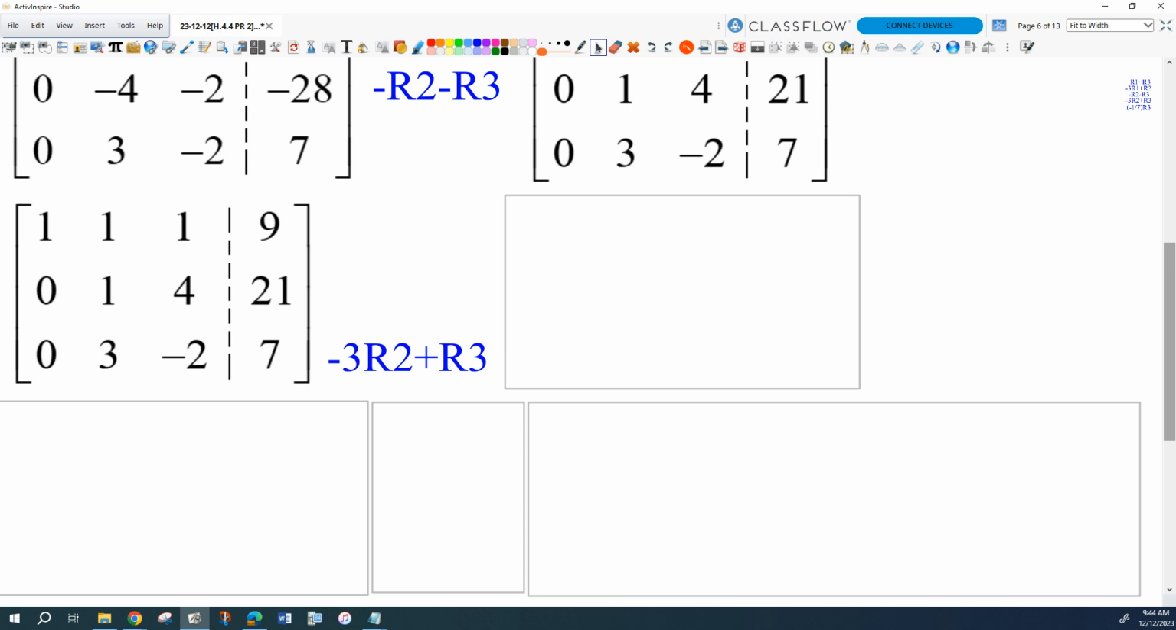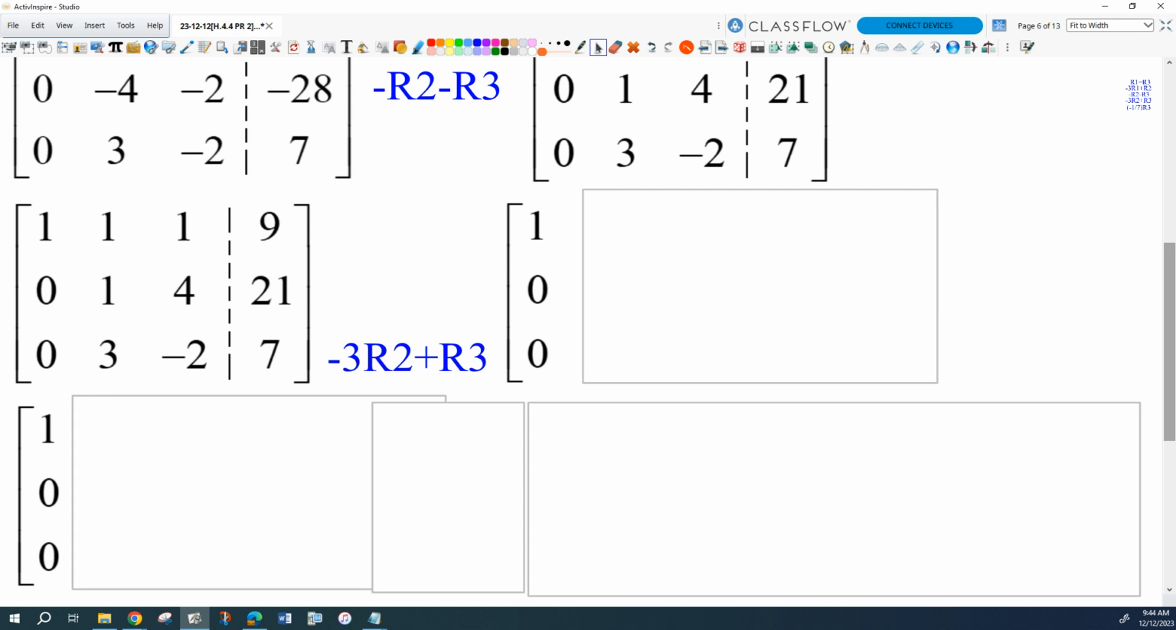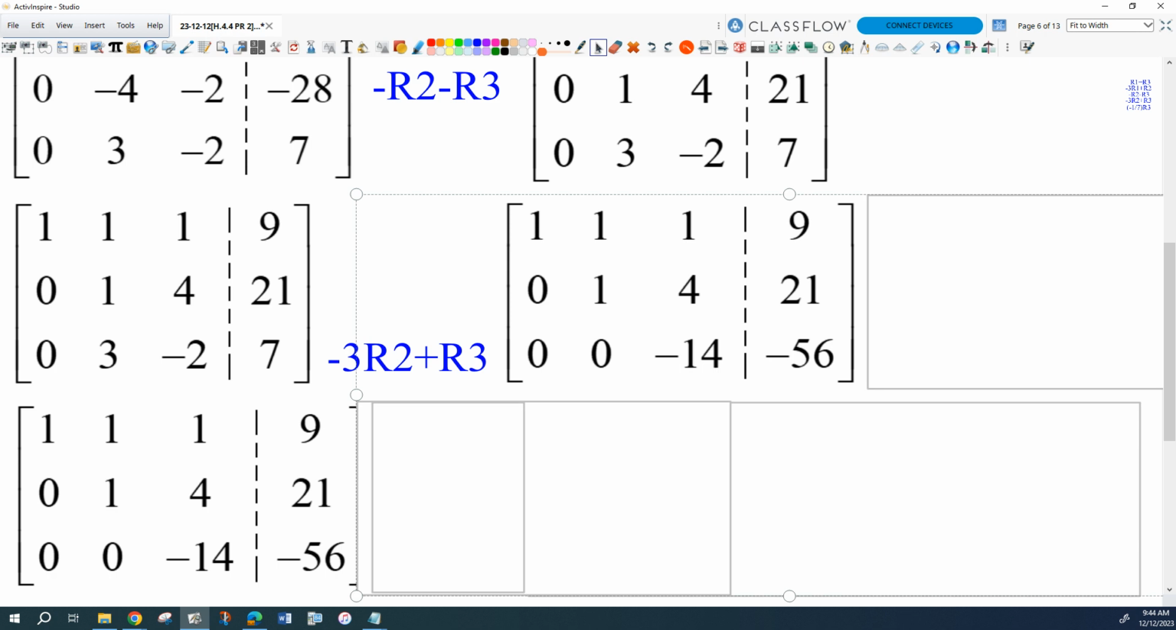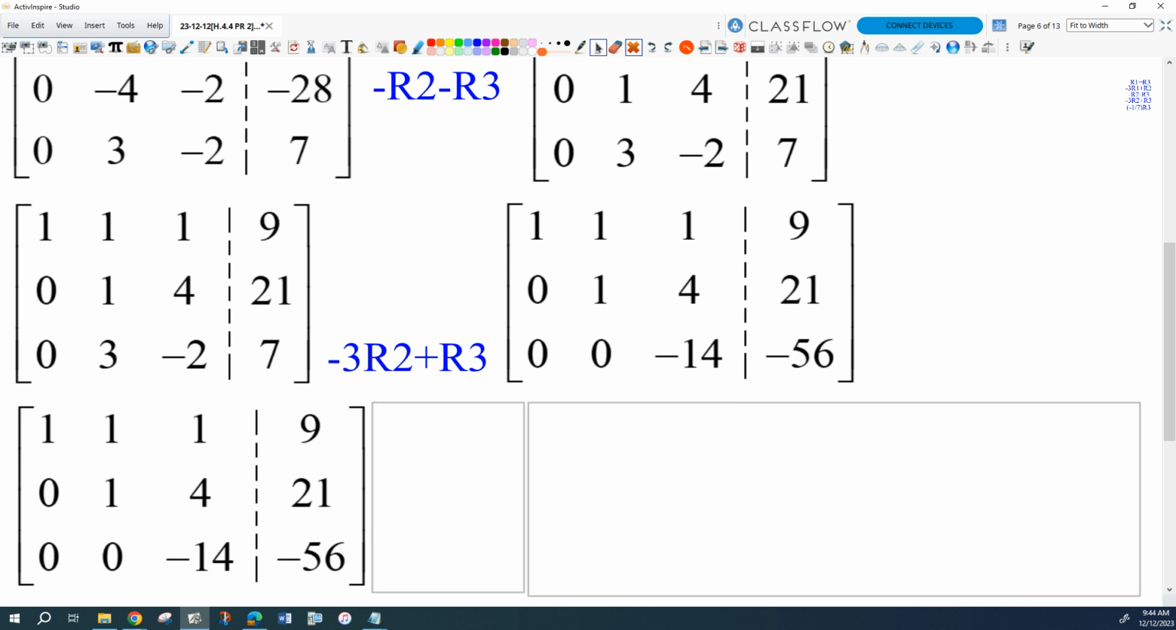So if we do that, multiply row 2 by negative 3 and add those, that's going to give me negative 3 plus 3 is 0, right? So that's a 0. I'm going to get negative 12 plus 2 is negative 14. And then negative 63 plus 7 is some big number, negative 56. Okay? Good.